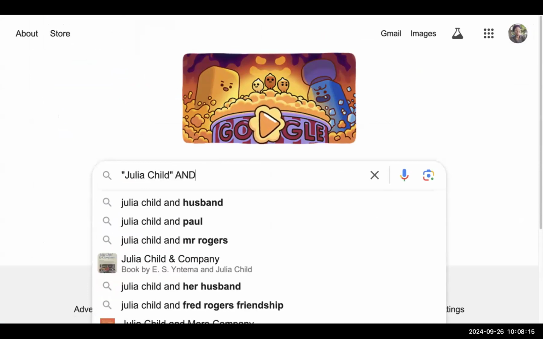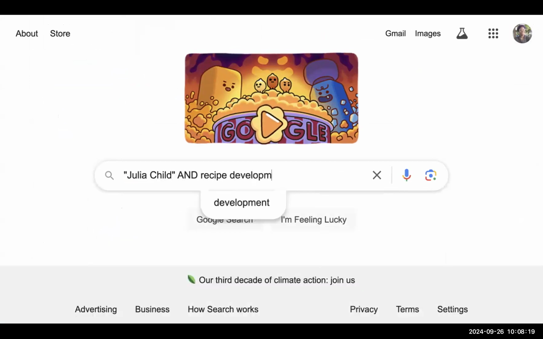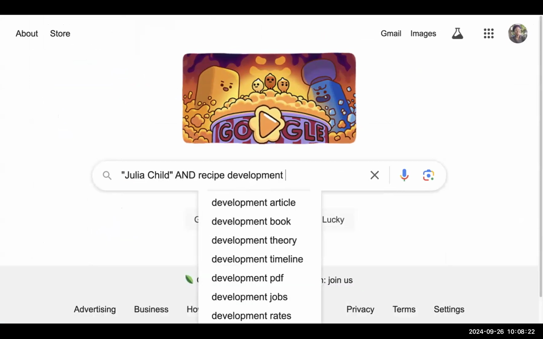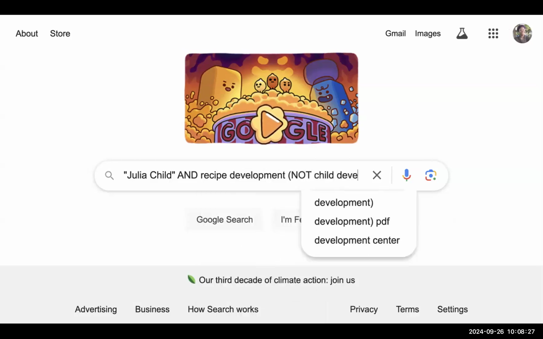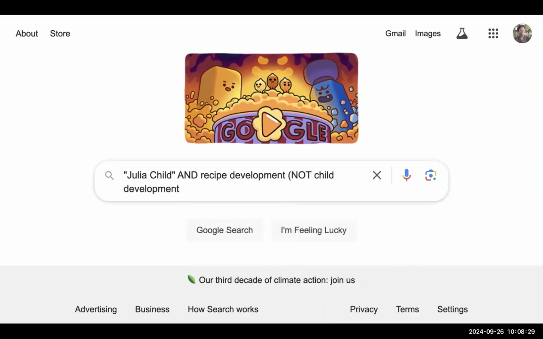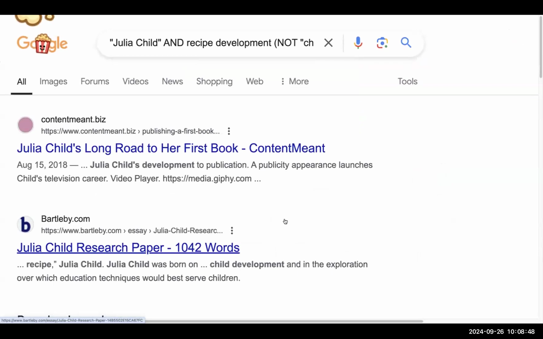And I'm going to say, give me this and recipe development. And then I'm going to say not child development. That says, give me these things, but do not give me child development as a term because I don't want to get weird stuff. And I'll put that in quotation because the quotations tell it to look for that exact phrase. So, don't give me child development. So there's Julia Child stuff.